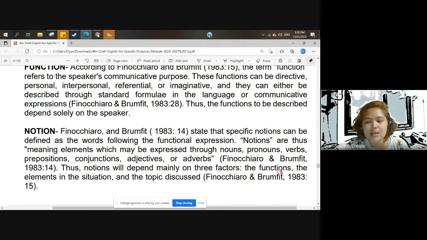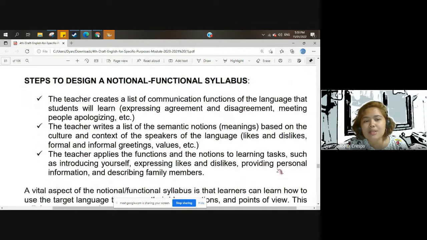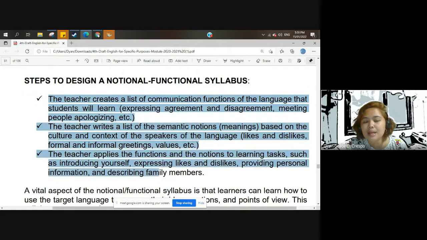Okay, so now it has the factors. Now, there are different steps to design a notional functional syllabus. Number one is the teacher creates a list of communication functions of the language the students will learn. Like, for example, expressing agreement, disagreement, meeting people, apologizing, or pwede rin naman, for example, sa mga flight attendant, they needed to communicate in boarding an airline, yung mga ganon.